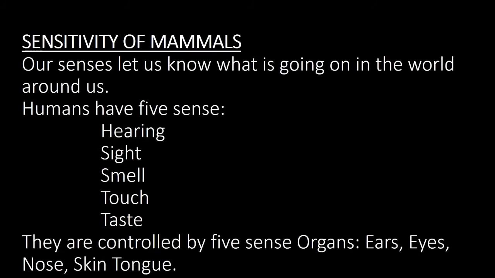Sensitivity of mammals. Our senses let us know what is going on in the world around us. Humans have 5 senses, which I believe you know. The sense of hearing, the sense of sight, the sense of smell, the sense of touch, and the sense of taste. They are controlled by 5 sense organs. Which are the organs? You can touch them: your ear, your eye. Don't touch your eye, you can hurt your eye. Your nose, your skin, and then your tongue.